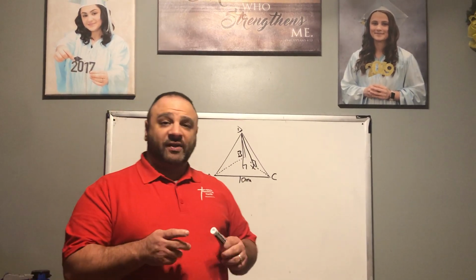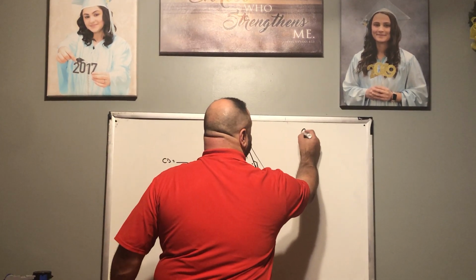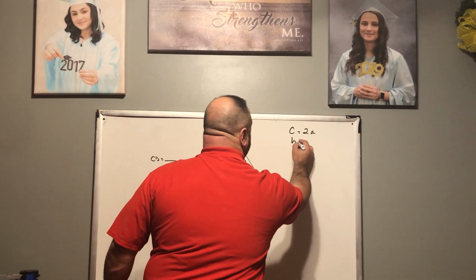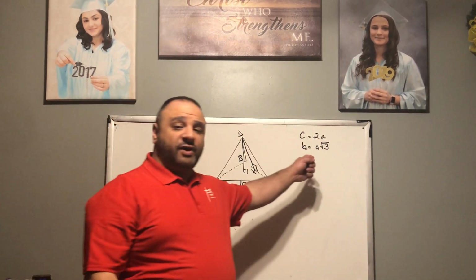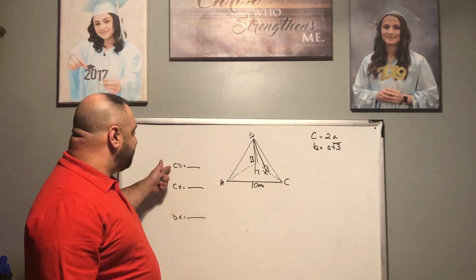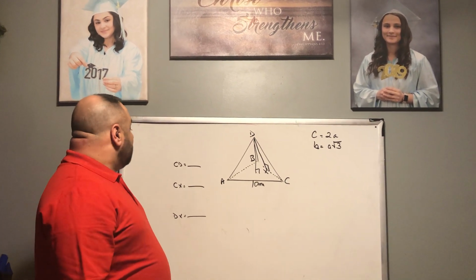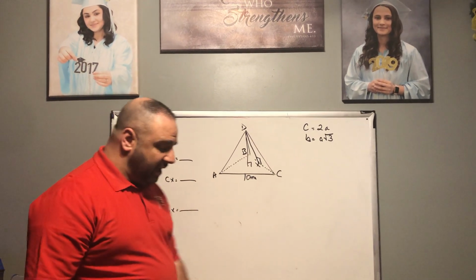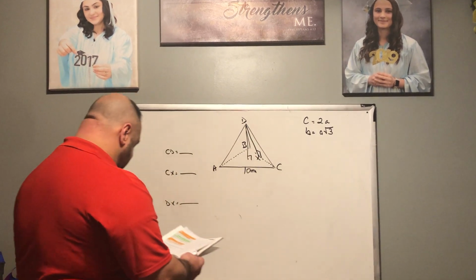So let's not forget what that 30-60 right triangle theorem is. If we want to find the hypotenuse, it's C equals 2A, and then B equals A times the square root of 3. So that's the 30-60 right triangle theorem. So let's quickly find the length of CD, the length of CX, and the length of DX.